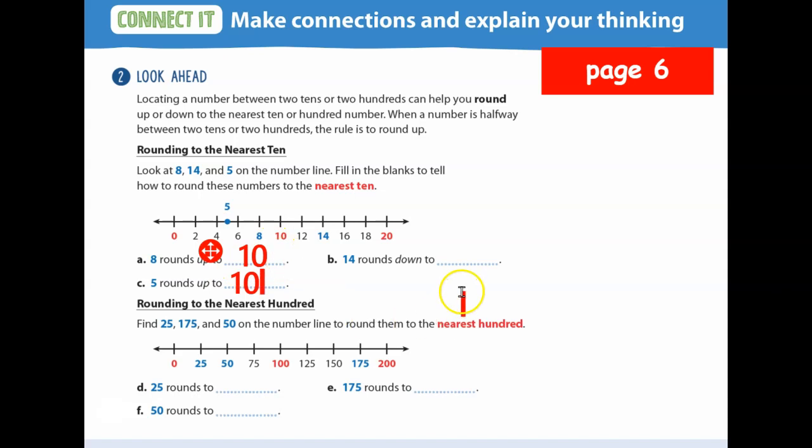Now look at 14 right here. Okay. 14, the 4 is less than 5, so we have to round down. So 14 rounds down to what? 10. Because it's actually closer to 10 than it is to 20, huh?